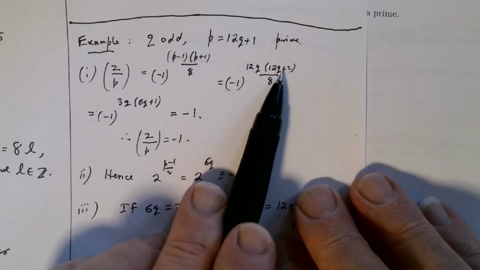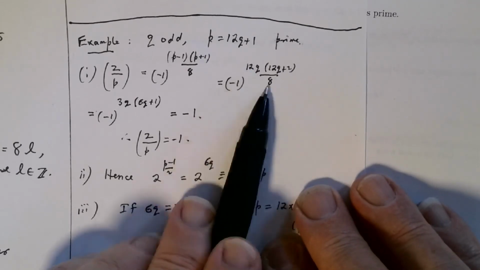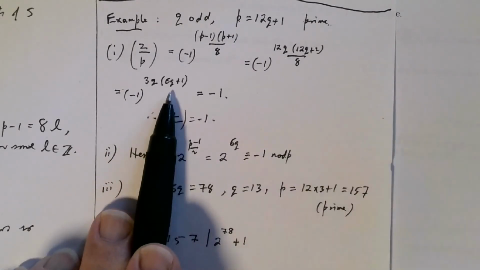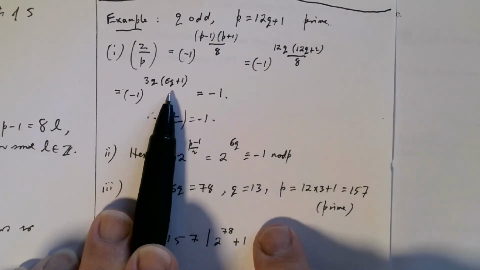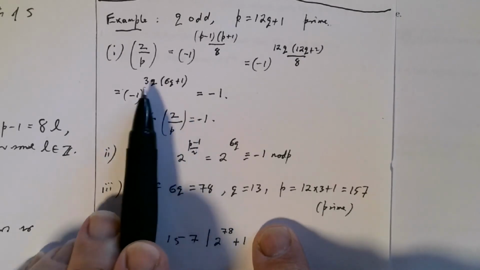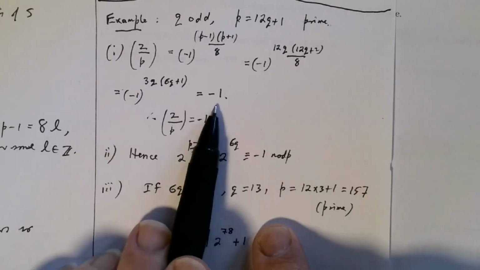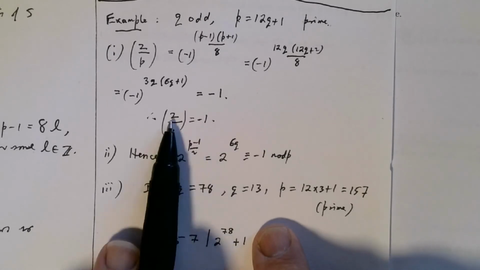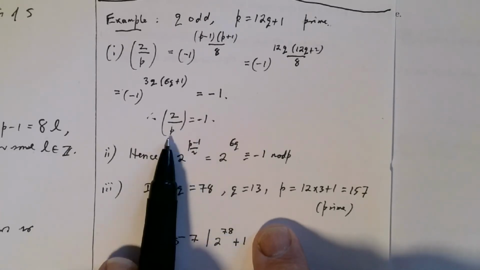I can do some simplification here. I can take a 4 into there and a 2 into there, and I get 3q times (6q plus 1). Now remember, q is odd, so that's odd times odd, and this is odd, so this power up here is odd, so you get minus 1. So that means the Legendre symbol (2 over p) is minus 1, i.e. 2 is not a square modulo this prime p of this shape.